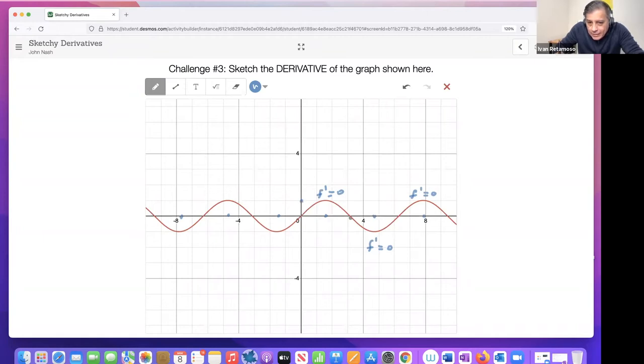When you are here, notice the derivative will be negative one, right? So more or less here, this should go with negative one. Here, look again, the tangent line has a slope of one, so more or less one here, right? Here again, negative one slope, right? At this value. Here, a slope one, so one here, and so on, right?